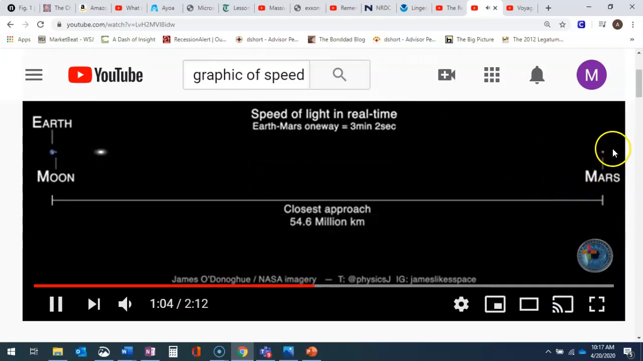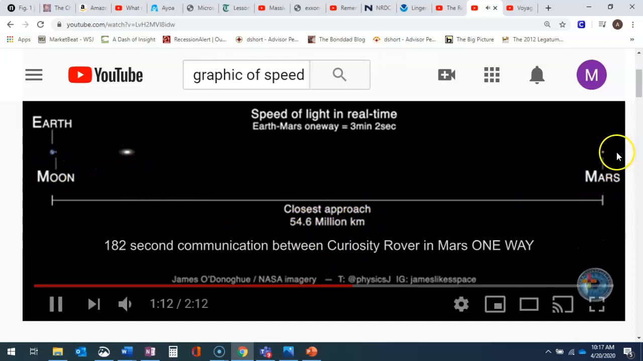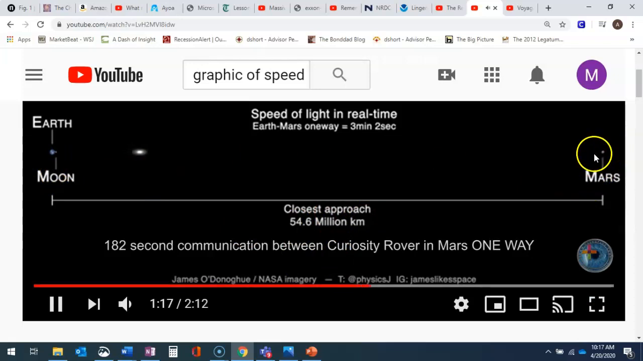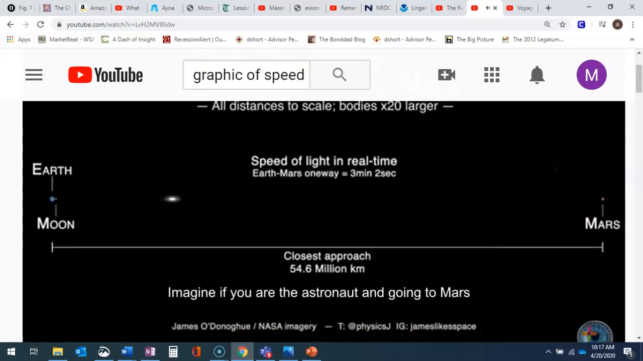If you're looking from Mars, so 54 million kilometers, about 30 million miles, it takes 3 minutes. So if you ever look at Mars, which does shine in the night sky, that light is 3 minutes old. This is showing the distance going in 3 minutes to Mars. So that gives you an idea. The light from the sun is about 10 minutes old.